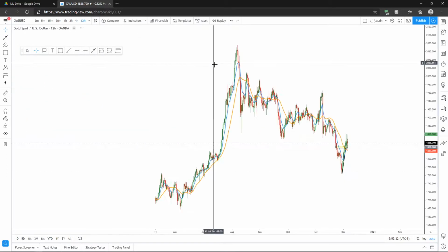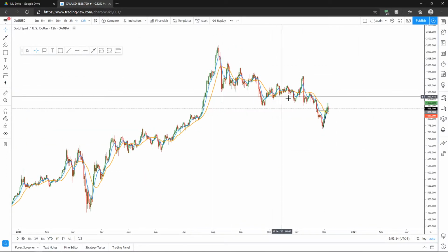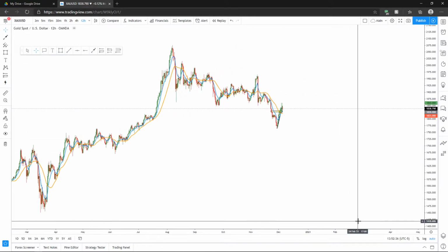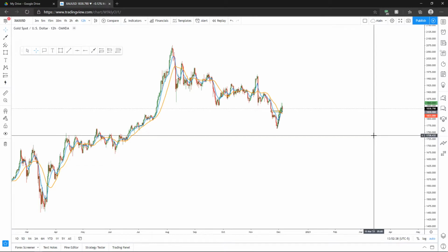But if we look at the overall gold market itself, we are on a nice little downtrend. So we would end up seeing gold hit the 1873-74 range, the 1738-1734 range, if gold doesn't close above 1900 by the end of the year.